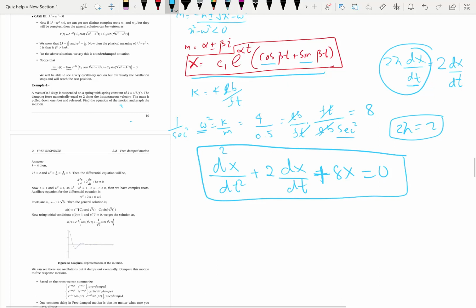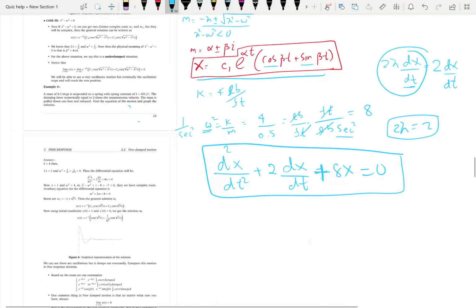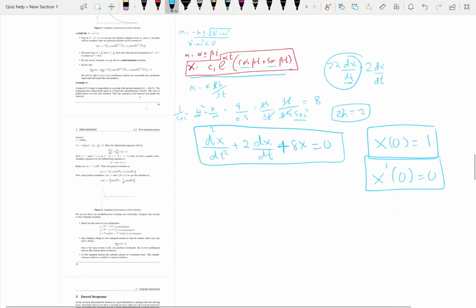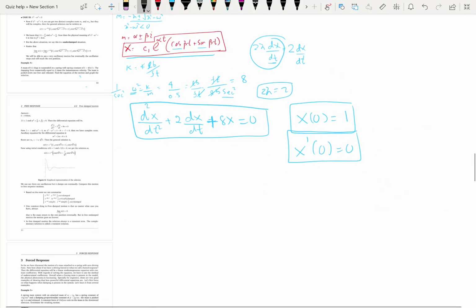Now we have to look at the initial conditions. The mass is pulled down, so x0 is pulled down 1 foot, okay, and released. It only says released. In previous problems we said released with a certain speed. So here released means it's released from rest, with initial speed 0. Okay, just released. All right, so those are the initial conditions. So let's solve it. Again, we need the auxiliary equation.